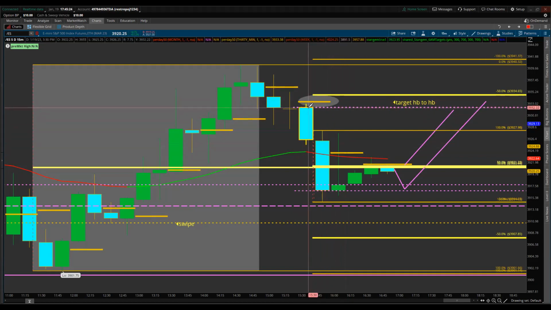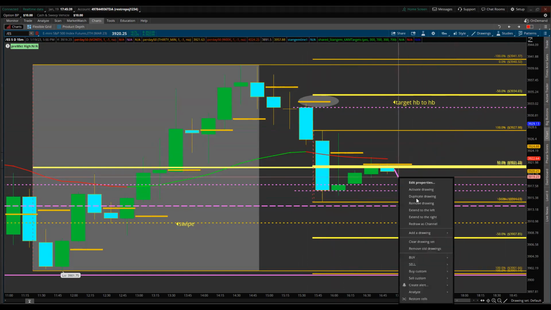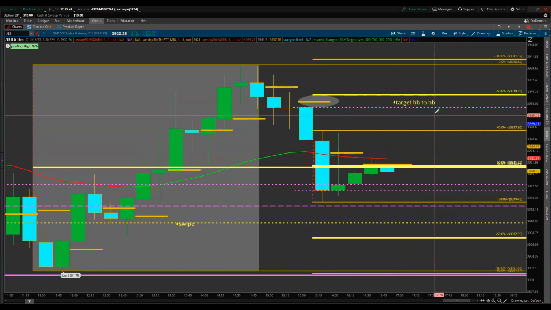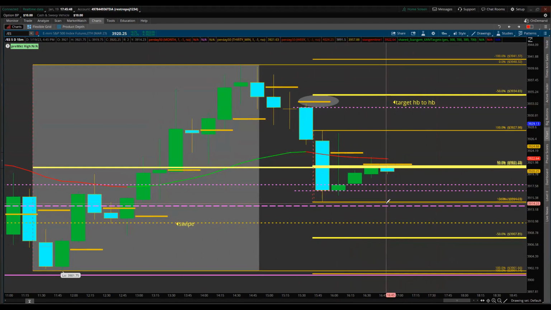But look at it. Look at this 30-minute. There's no sweep here, and they didn't touch the halfback. And we did sweep the low of the 30-minute. So they're more apt to go to that 30-minute halfback, not touched. Yeah. So once we get above here, you're looking for there. Now, vice versa, it comes down, we got a halfback down here. It could possibly get there, and then come back up.